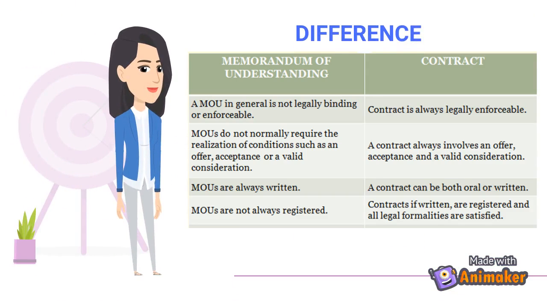Now let's learn the difference between a Memorandum of Understanding and a contract. A MOU in general is not legally binding or enforceable. On the other hand, a contract is always legally enforceable. A Memorandum of Understanding does not normally require conditions such as an offer, acceptance or a valid consideration, whereas a contract always involves an offer, acceptance and a valid consideration. MOUs are always written, and a contract can be both oral or written. MOUs are not always registered, whereas contracts, if written, are registered and all legal formalities are satisfied.